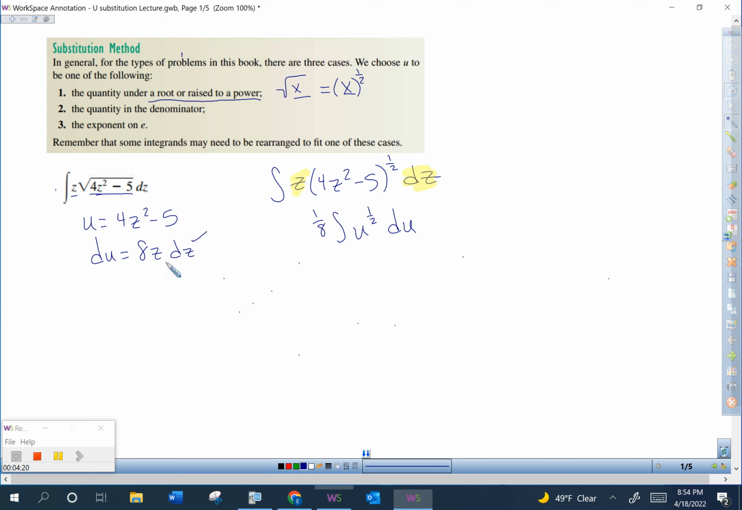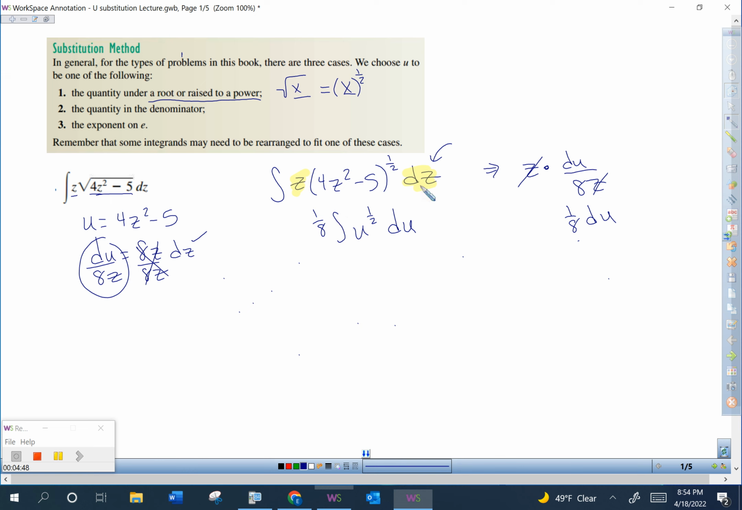Okay, so how that looks is we're going to move over this 8z, dividing it. So that means for dz we can substitute this whole thing. So if I put this right here, and I'm only concentrating on these pieces, it would look like z times this du over 8z. Those z's cancel out, and there's that 1/8 du front and back with the substitution.